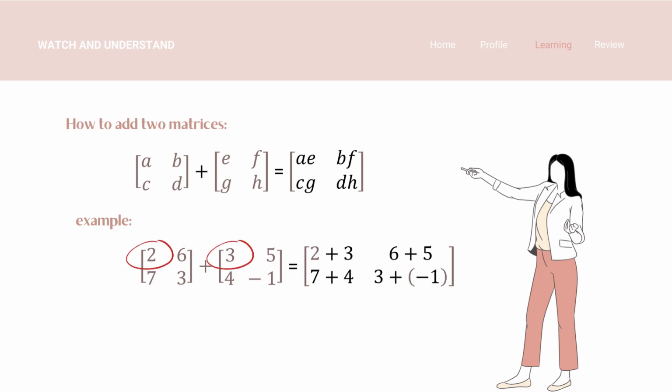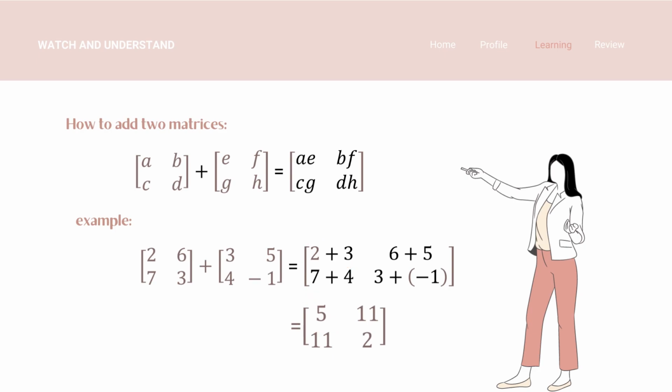The A sub 1, 1 in the first matrix, which is 2, plus the A sub 1, 1 in the second matrix, which is 3. Then, in A sub 1, 2, which is 6 plus 5. Then, in A sub 2, 1, which is 7 plus 4. And lastly, in A sub 2, 2, which is 3 plus -1.